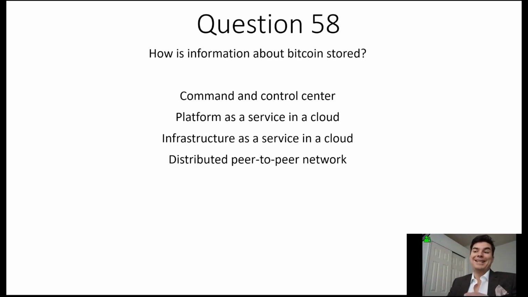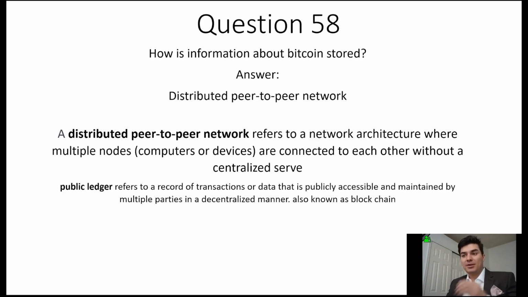So Bitcoin is stored in the distributed peer-to-peer network. I want to talk a little bit about what the distributed peer-to-peer network means, and that's a network architecture where multiple nodes or devices are connected to each other without a centralized server. I also want you to understand that all of these transactions are stored in a public ledger, specifically for Bitcoin, and that's a record of transactions or data that is publicly accessible and maintained by multiple parties in a decentralized manner, which is also known as blockchain.